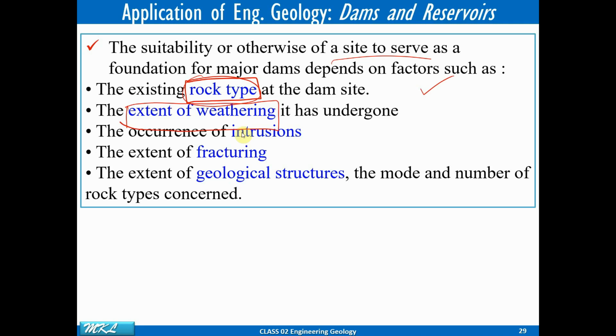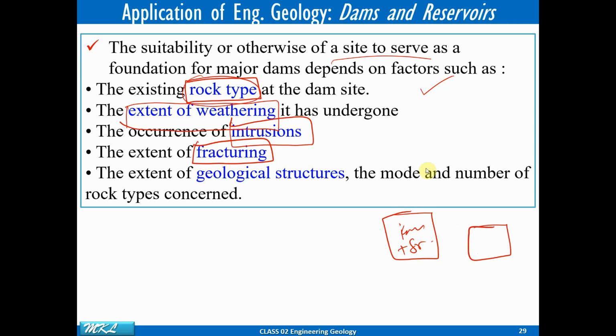Third point will be the intrusion. Intrusion means the magmatic intrusion or any other kind of intrusion. Fourth point you should consider is the fracturing. It could be igneous rock, it could be metamorphic rock, but say huge fractured rock, suppose you have two options. One is igneous rock with huge or numerous fractures present in it, several major fractures, and another one is the sedimentary rock, or compacted sedimentary rock.